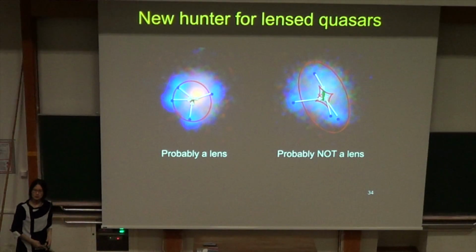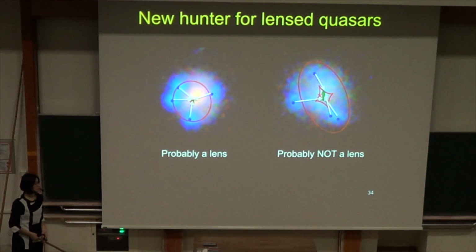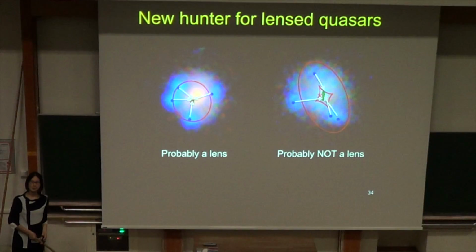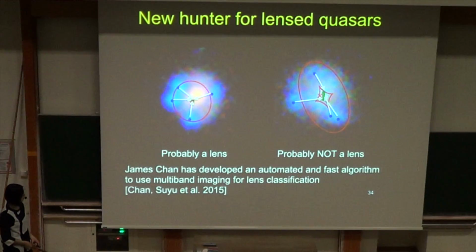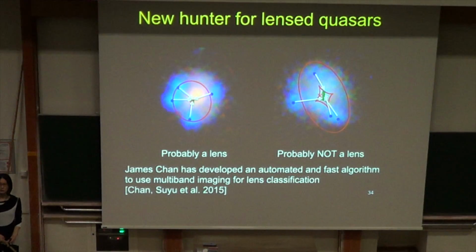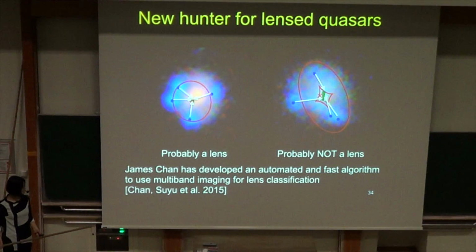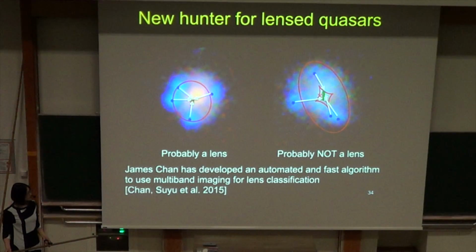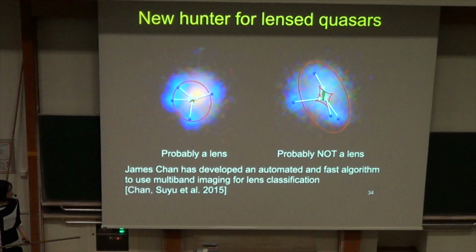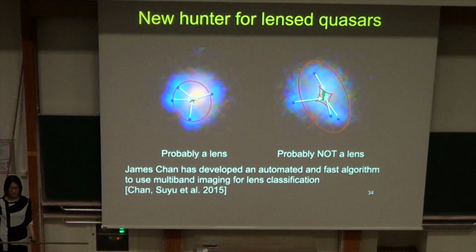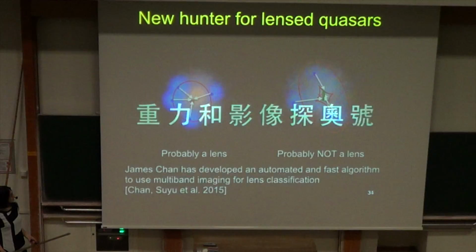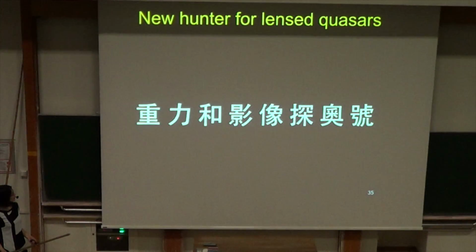So this is how we can use lens mass modeling to try to classify whether an object is a lens or not. James Chan, who is a PhD student in Taiwan and has worked with me, has developed an automated and fast algorithm to use multi-band imaging for lens classification. Since this method was developed in Taiwan, we have a name for it in Mandarin. It's 重力和影像探讨法, which means robot for the exploration of gravitational imaging.